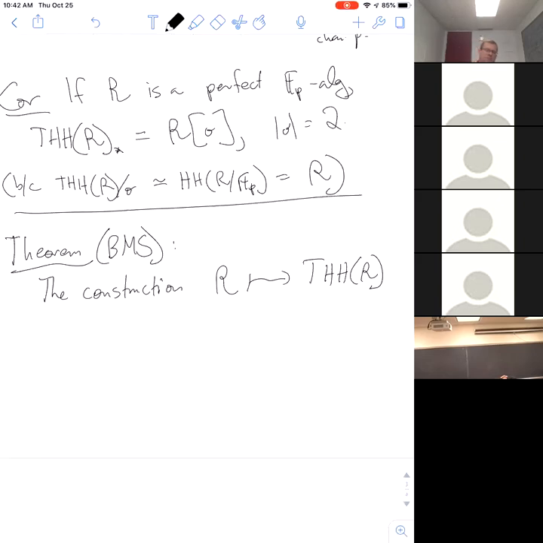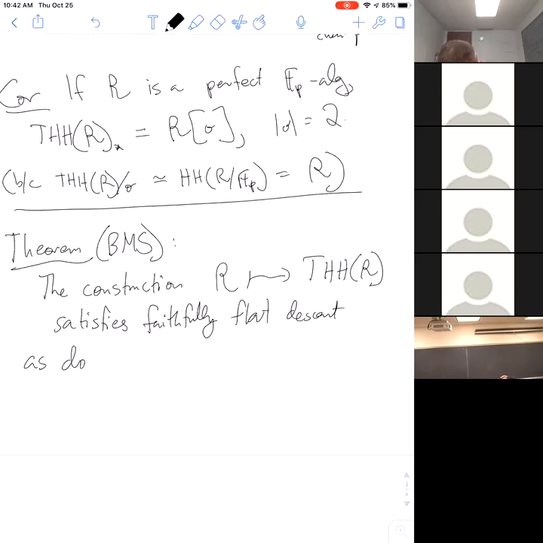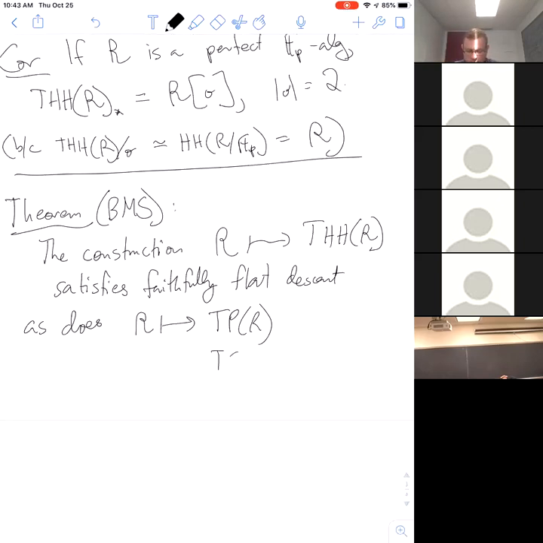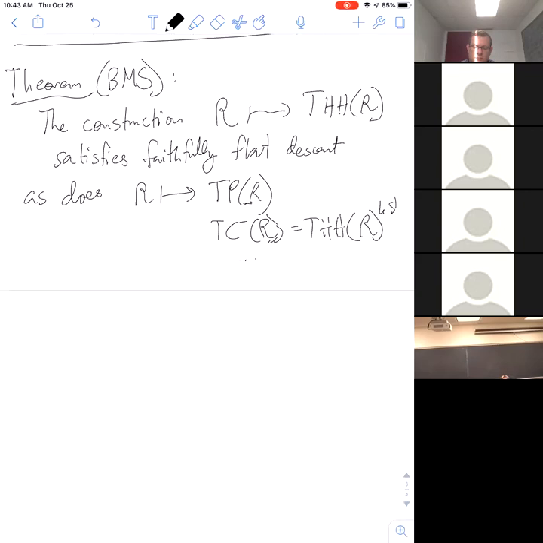So the theorem is that the construction that sends R to THH of R satisfies faithfully flat descent. And so does the construction R maps to TP of R, which is THH of R Tate S1, or also TC minus of R. Well, maybe I didn't define that. So TC minus of R is THH of R, S1 homotopy fixed points. Essentially, all of these constructions that you can build out of THH in a simple way satisfy this, and maybe the most important for us today is TP of R. The claim is that this satisfies faithfully flat descent.